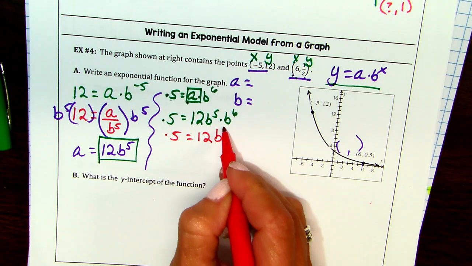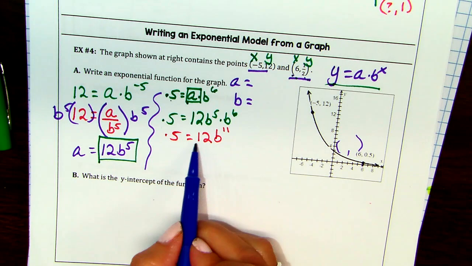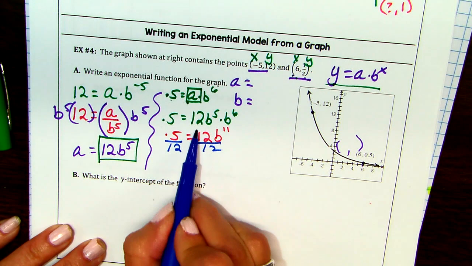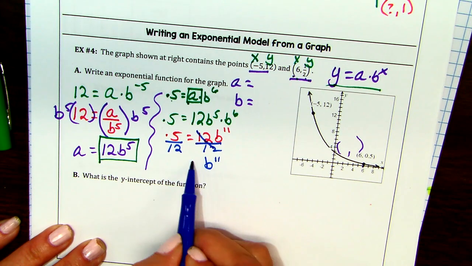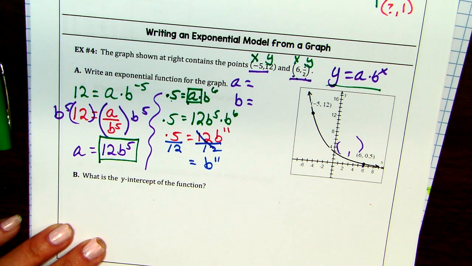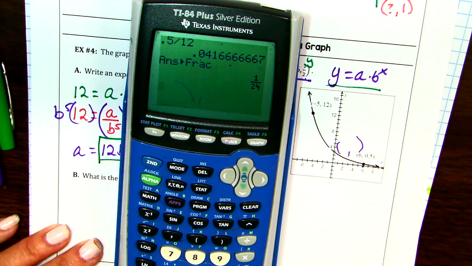Add your exponents. And we're going to solve for b. More fancy algebra. Good thing we have a calculator. Divide by 12. So 0.5 divided by 12. 0.5 divided by 12 gives you a yucky number. So we hit math, enter, enter, better number.